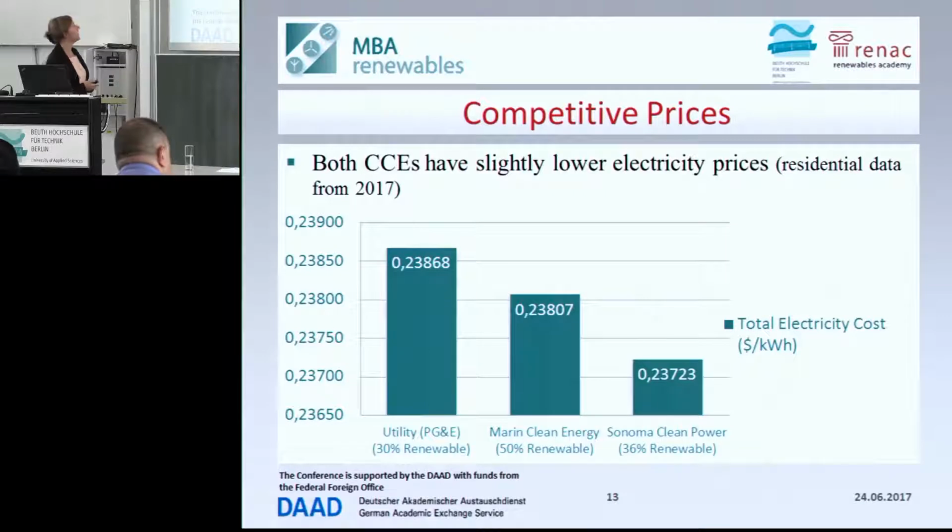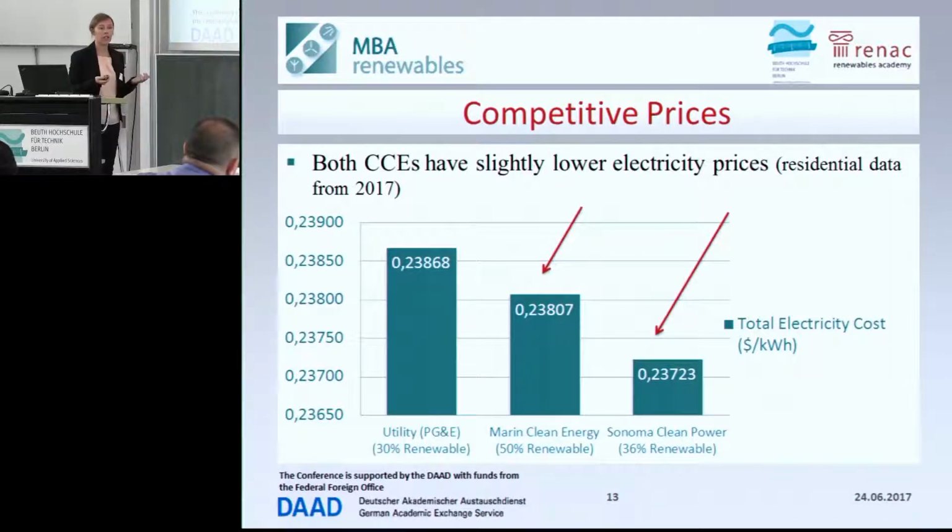Competitive prices: we can see both CCEs, Marine Clean Energy and Sonoma Clean Power, have a slightly lower electricity price, so they offer customers cheaper electricity compared to the utility. Now we're talking about a little difference, but it's a big thing for cities that want to implement CCE.